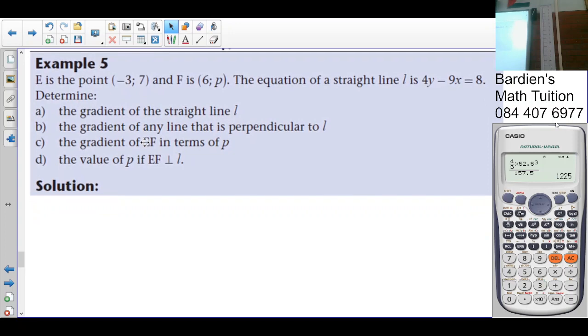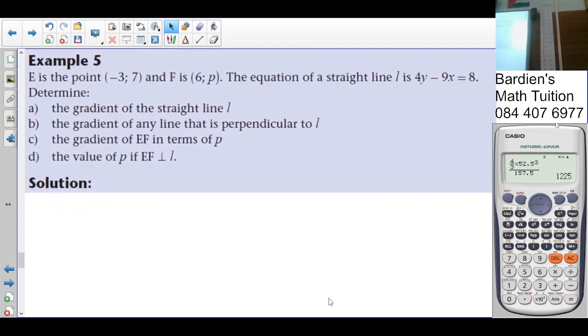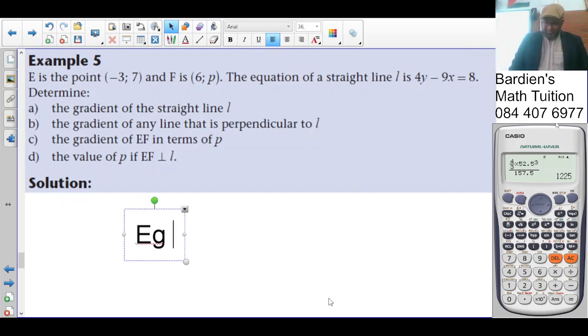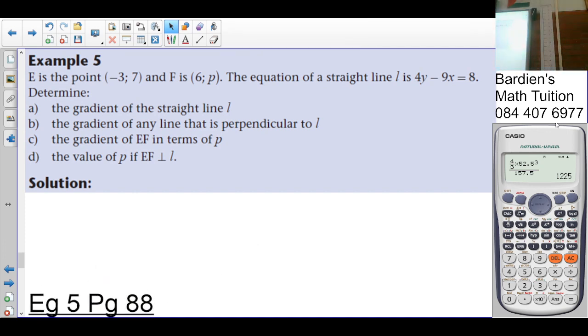Example 5. Example 5 is on page 88. In example 5 on page 88, we are told that E is the point (-3, 7), and F is the point (6, P). The equation of the straight line L is 4y minus 9x equals 8. The question says in A, determine the gradient of straight line L.